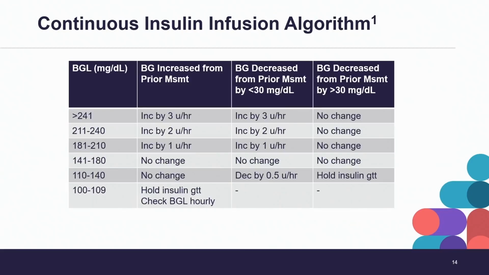And then again, this is a sample of an insulin infusion algorithm. So you're titrating based on your blood glucose checks. So either an increase or decrease in blood glucose level of 30, you're going to titrate, either increase or decrease your infusion.